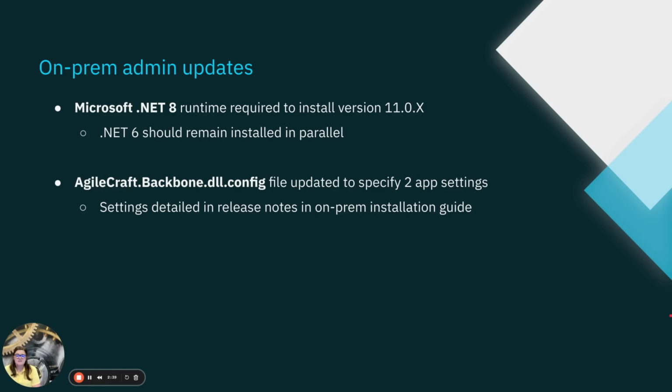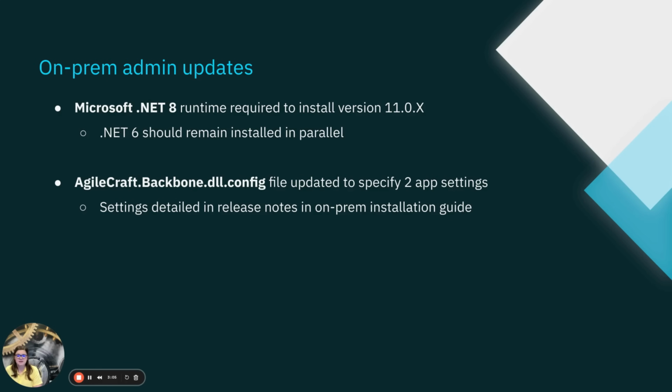For admins of on-premise instances of Jira Align, we have a couple of updates for you. First, the Microsoft .NET 8 runtime is now required to install or upgrade to version 11.0. At this time, .NET 6 runtime should remain installed in parallel, and Atlassian will update you in future versions when the .NET 6 runtime can be removed.